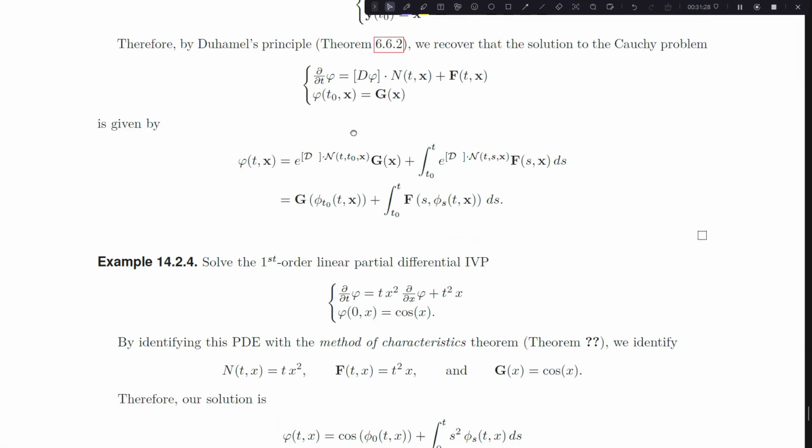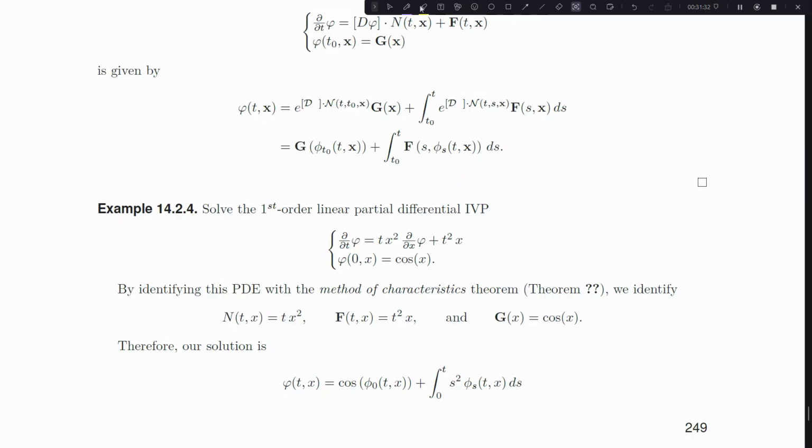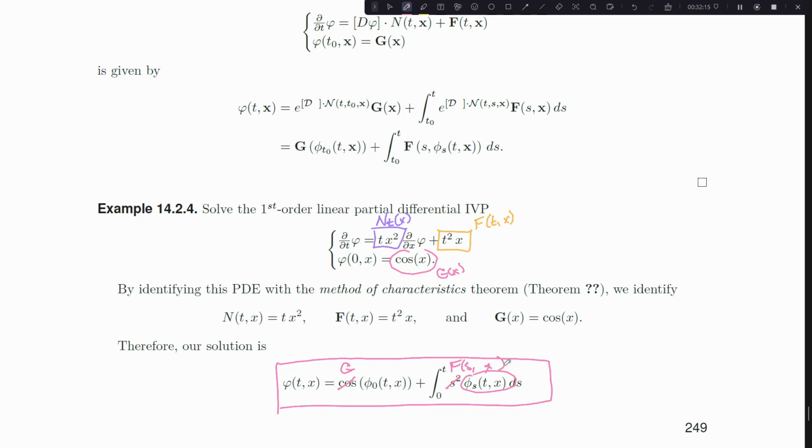So let's scroll down here to my example. It looks like n is tx squared. N sub t of x is tx squared. It looks like f is t squared x. F of t comma x is t squared x. And it looks like g is cosine x. So as it relates to my previous theorem, the method of characteristics, I've now established n, f, and g. And I know my solution will be given by this, so long as, it's clear this is g, and this is f of s comma phi, and that's g of phi.